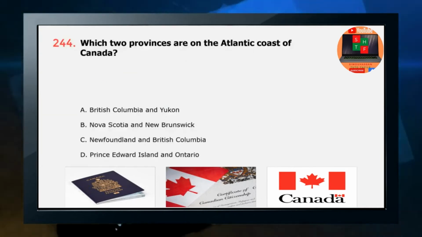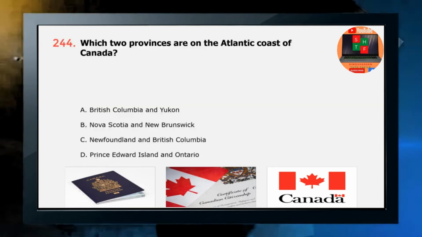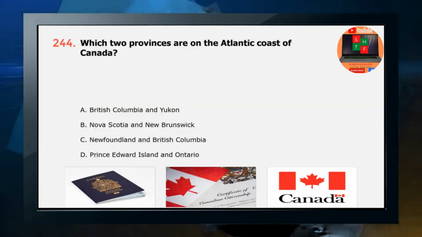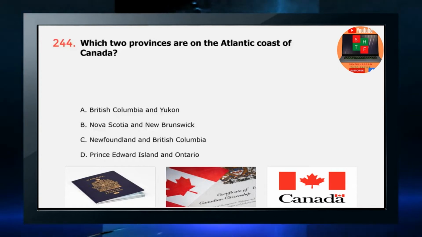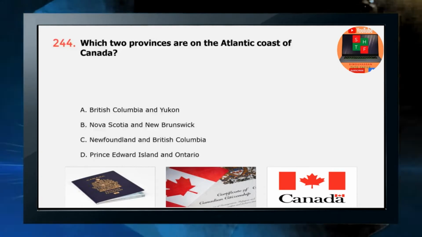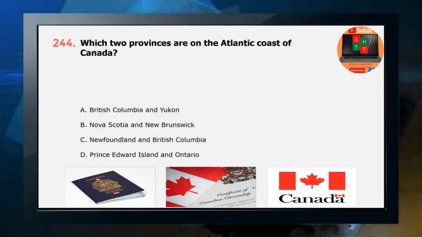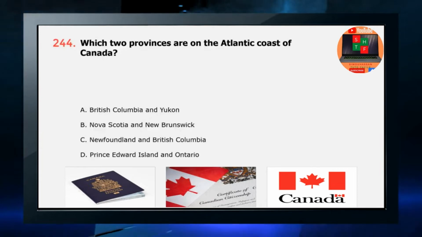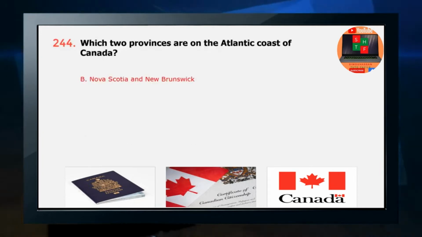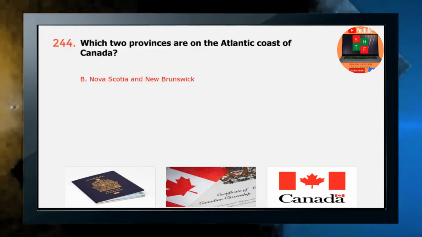Question 244. Which 2 provinces are on the Atlantic coast of Canada? A. British Columbia and Yukon. B. Nova Scotia and New Brunswick. C. Newfoundland and British Columbia. D. Prince Edward Island and Ontario. The answer is B. Nova Scotia and New Brunswick.